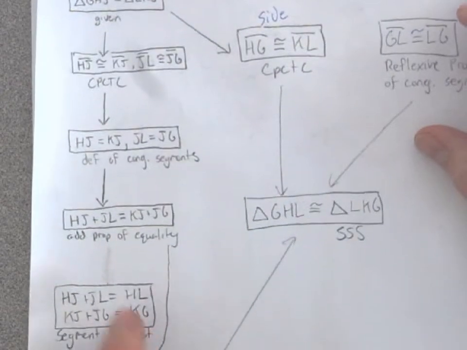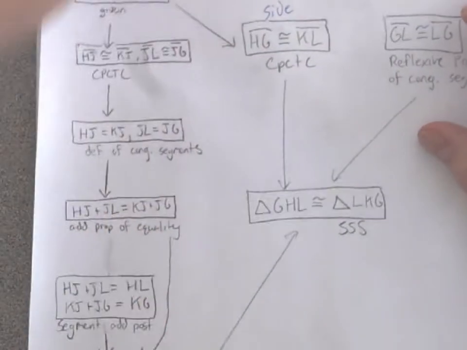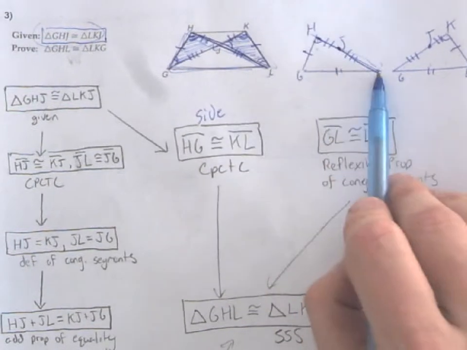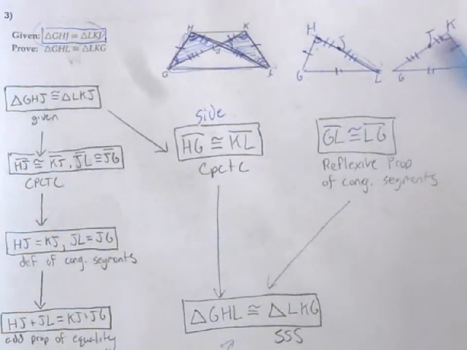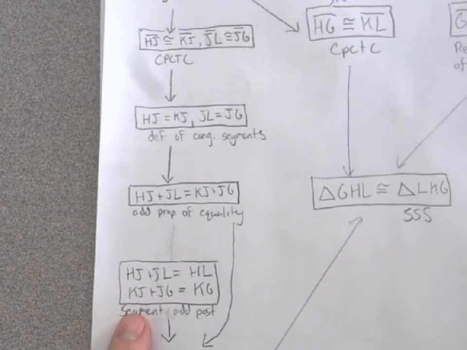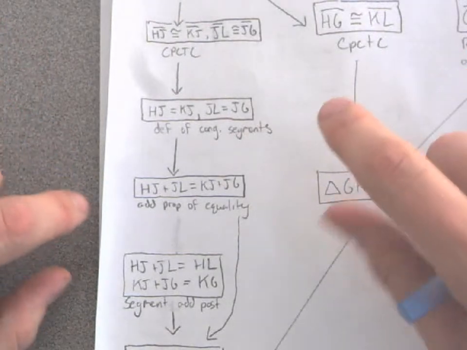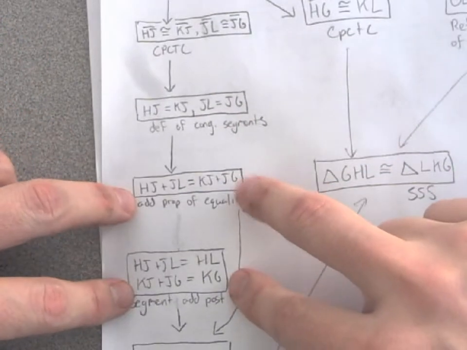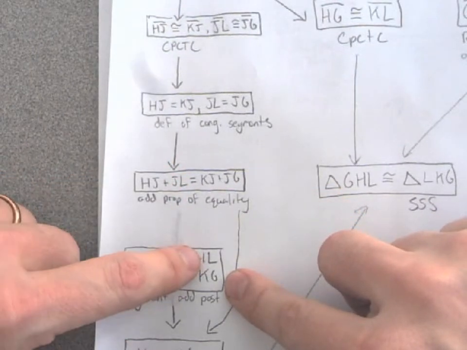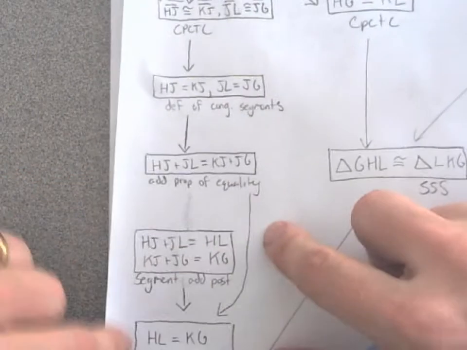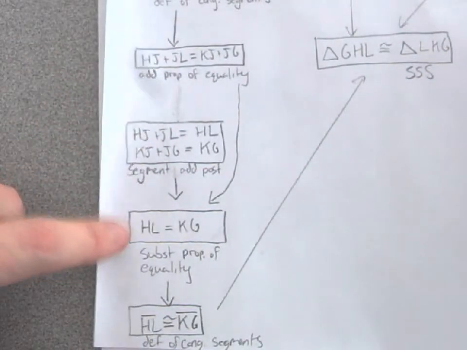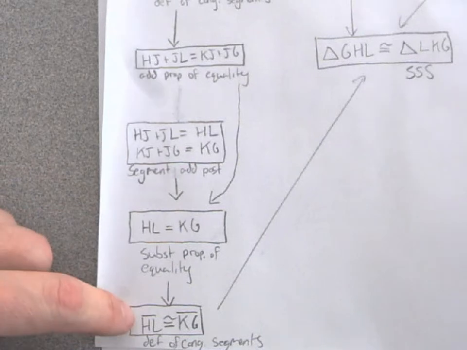And then I use the segment addition postulate to say that HJ plus JL is HL and JK plus JG is KG. And that's what I have right here. So that's the segment addition postulate. Combining these two, doing a substitution, I can replace this with HL, and I can replace this with KG, which gives me this statement, that the long segments are equal in measure, and then I can say that they're congruent.